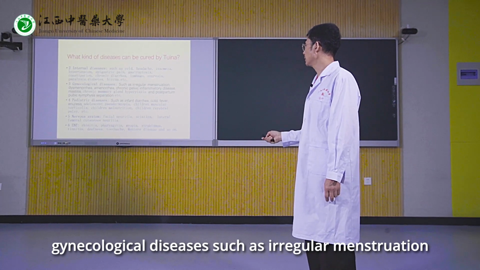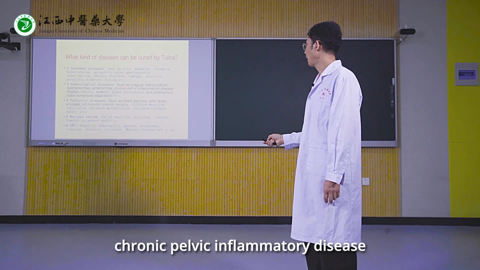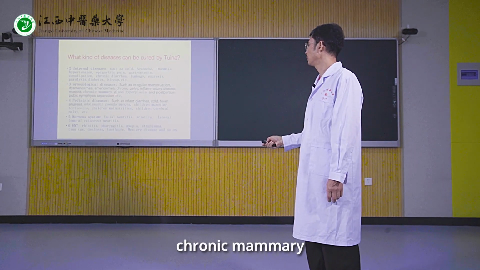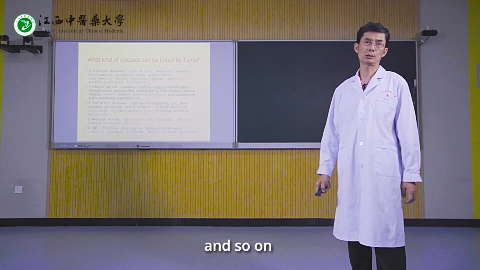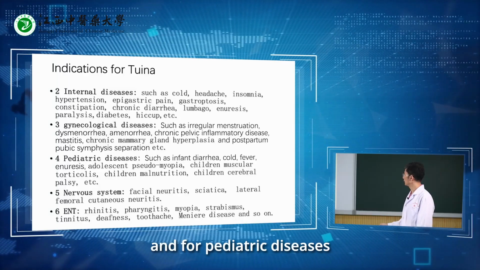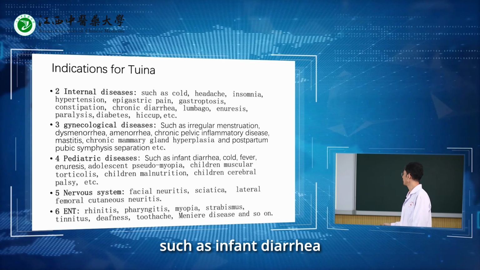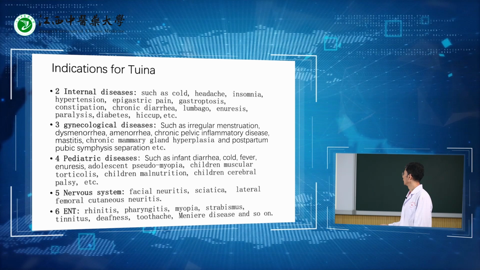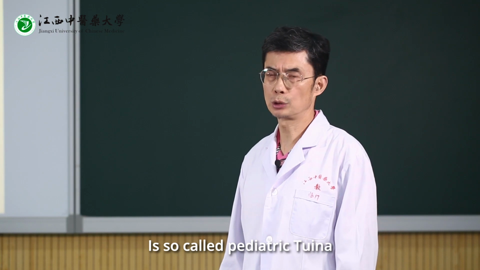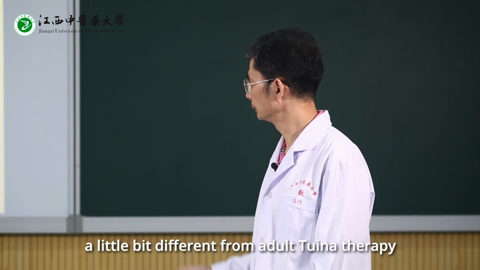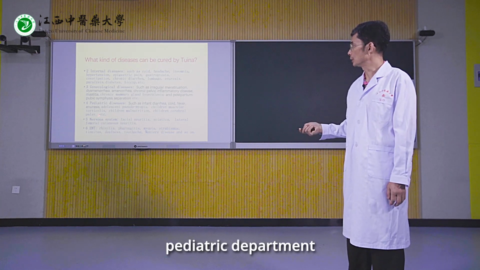Gynecological diseases such as irregular menstruation, dysmenorrhea, amenorrhea, chronic pelvic inflammatory disease, mastitis, chronic mammary gland hyperplasia, and postpartum pubic symphysis separation, and so on. And pediatric diseases such as infant diarrhea, cold, fever, enuresis, adolescent pseudomyopia, children's muscular toxicosis, children's malnutrition, children's cerebral palsy. For pediatric diseases, there is another kind of tuna therapy, so-called pediatric tuna, a little bit different from adult tuna therapy. Very popular in Chinese pediatric departments.